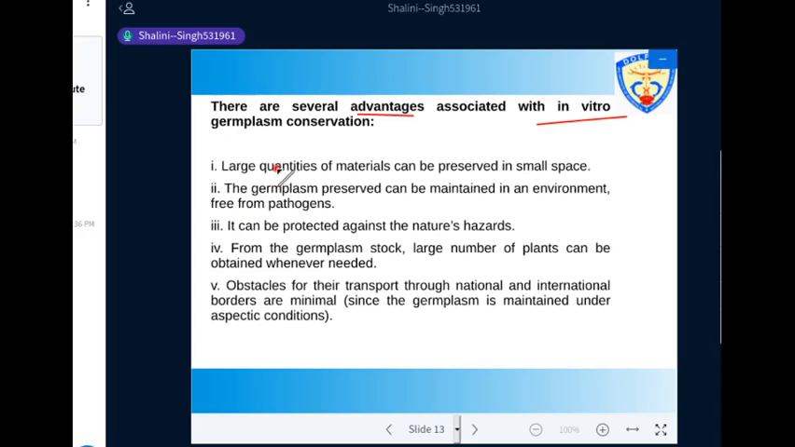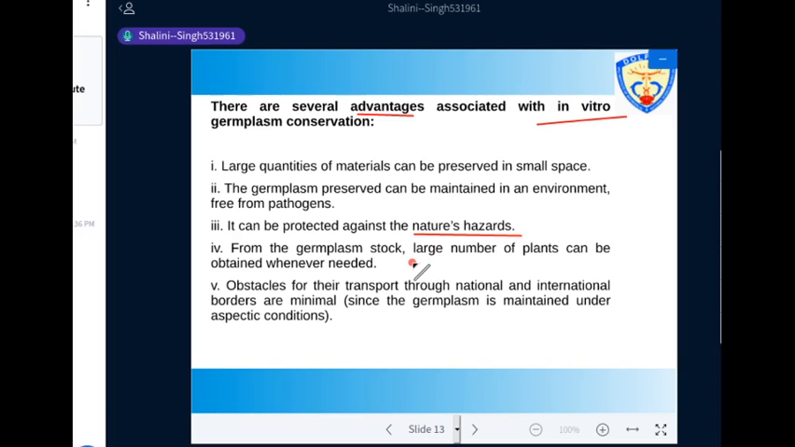First, large quantities of materials can be preserved in small space. Germplasm preserved can be maintained in an environment free from pathogens, that is aseptic environment. So there won't be establishment of any type of disease on the germplasm which has gone for conservation. It can be protected against nature's hazards when you are protecting your germplasm in vitro, in lab conditions, or in some seed vault, then you are protecting your material from nature's hazards also.